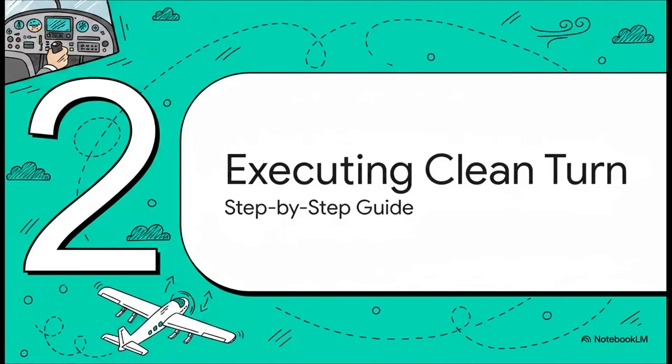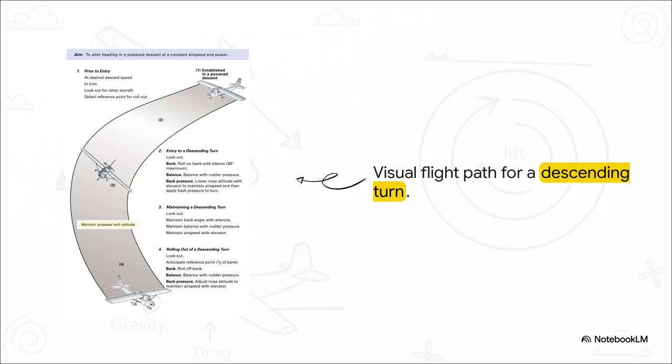Now that we've got the theory locked in, let's move to Section 2. Executing the clean turn step by step. And just as a quick reminder, clean just means our flaps are fully up. Think of this as your roadmap in the sky. Our goal is to change heading while keeping airspeed and power constant.